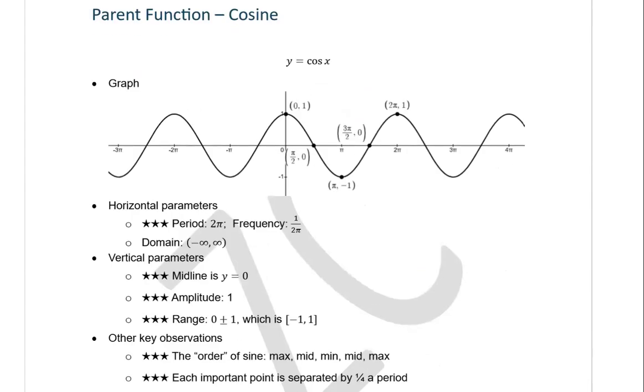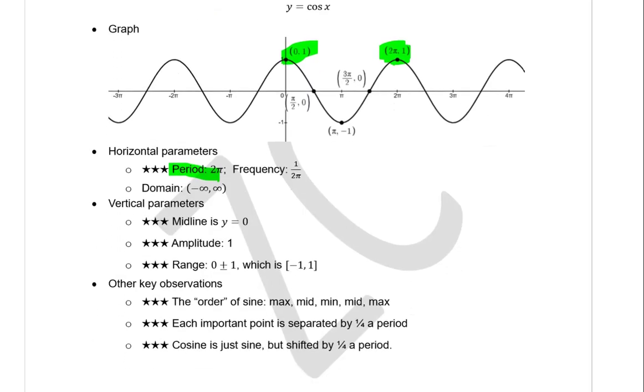Now let's look at cosine. If we do a table of values and plot the points, we would see that cosine starts at 0, 1. It starts at the max, okay? And it repeats itself at 2 pi as well, all right? So the period is 2 pi, frequency is 1 over 2 pi, that you can easily compute. The domain is negative infinity to infinity still, no change there. Midline, where's the midline? Again, the x-axis here, y equals 0.